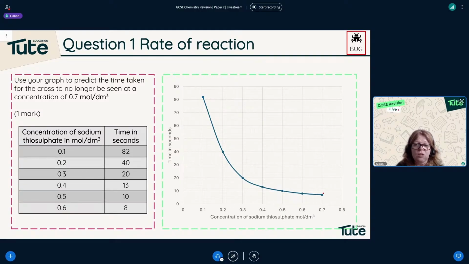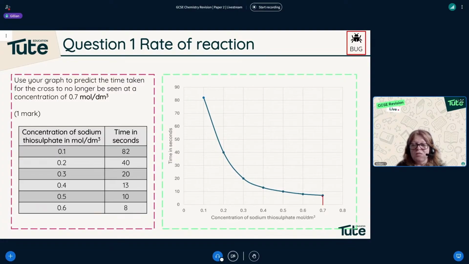And then what we need to do is read off the graph at concentration 0.7 what is the time taken. So it's so important that you make sure that you've got a ruler in your exam tomorrow, so you can draw a nice straight line, and you've got a pencil as well. So drawing that line across, we go.